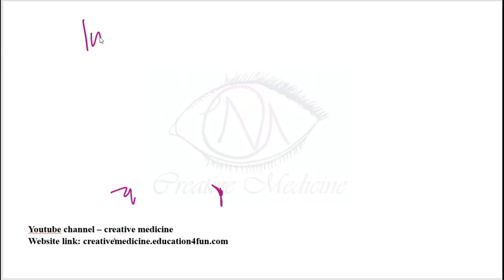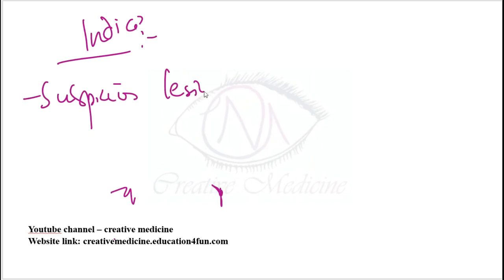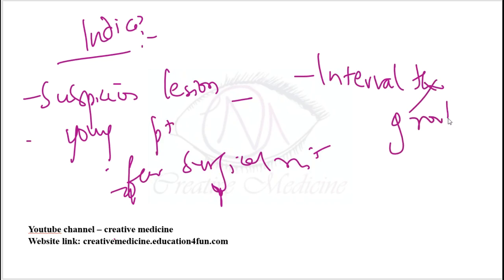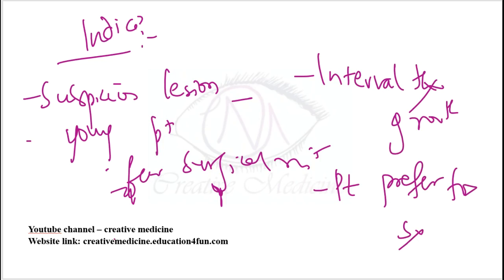Next, what are the indications of surgery in a patient with incidentalomas? If you have a suspicious lesion that can be malignant, suspicion of malignancy, then in young patients you should do surgery. And if there are few surgical risk factors in the patient, then surgery. Then if interval growth of the tumor is seen, then you should do surgery. If the patient has a preference for surgery, then surgery can be done.